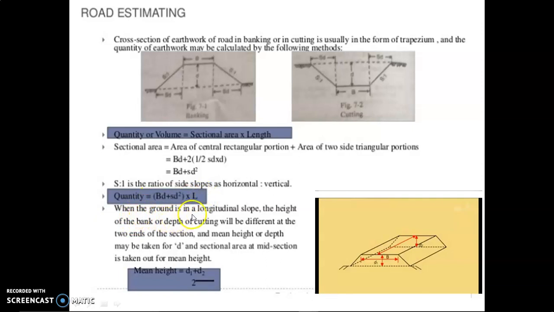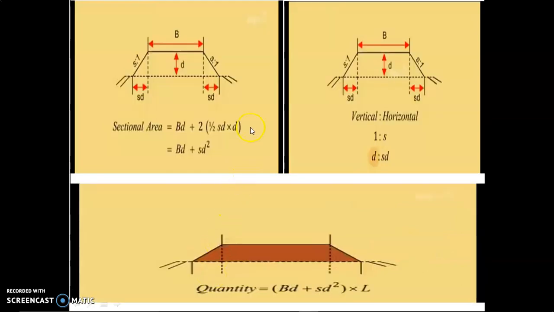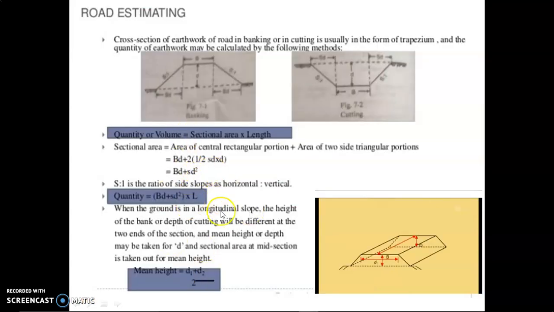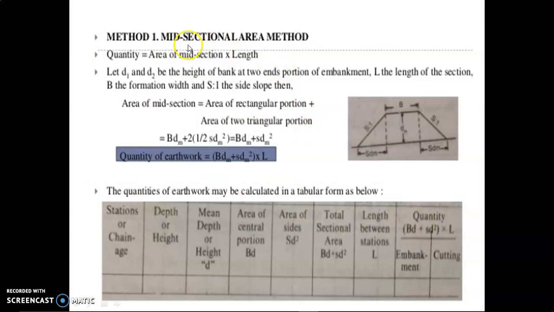Now, when the ground is in longitudinal slope, the height of the bank or depth of cutting will be different at the two ends of the section. At that time, we have to find the mean height, and the mean height is (d1 plus d2) upon 2. Now, the first method, how we find it, this is the image, the formula which we already discussed in this slide. So the first method is the mid sectional area method.